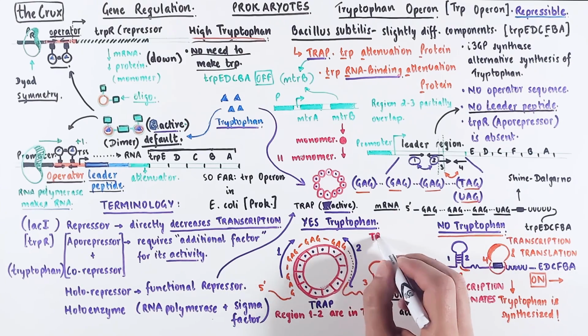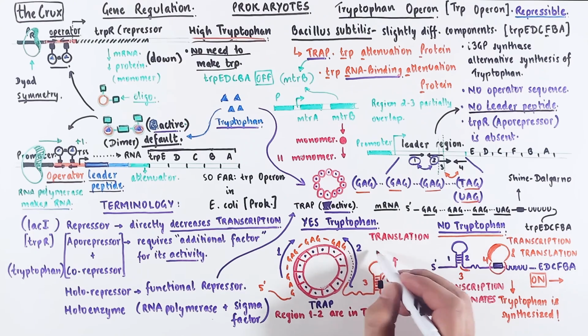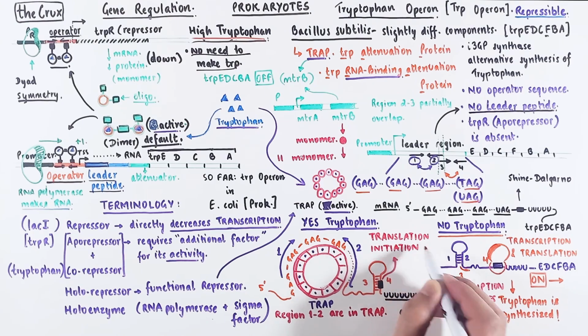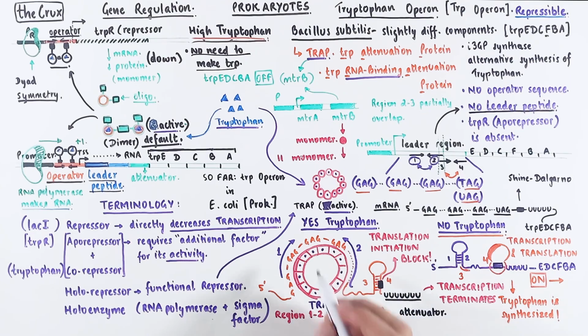This system cuts both ways. It stops the transcription as well as the translation initiation. To circle back to the argument, when the tryptophan is high in concentration, the TRAP is active and the operon is turned off. And this completes our comprehensive discussion on tryptophan operon.